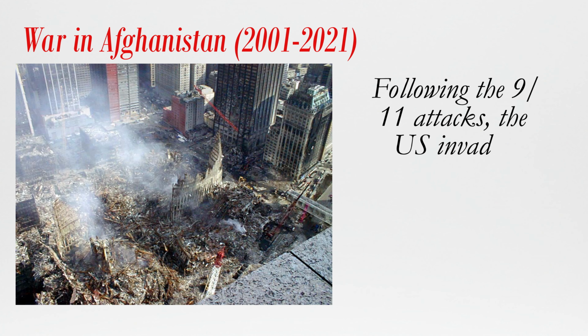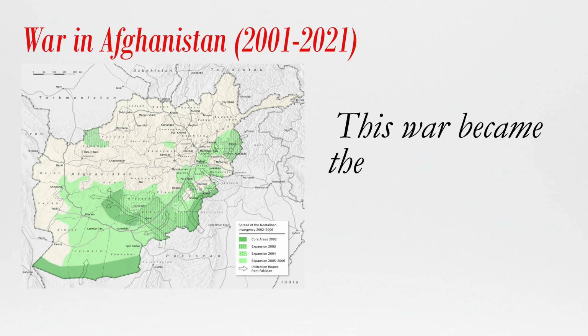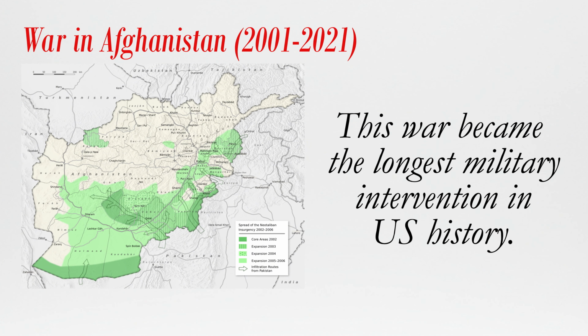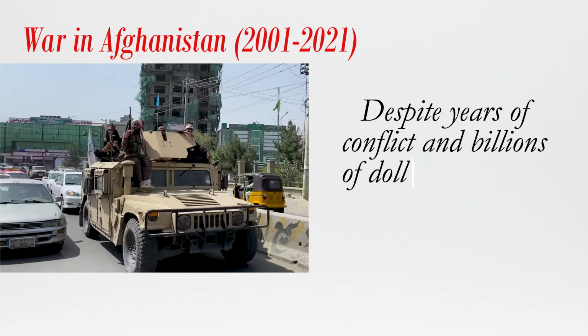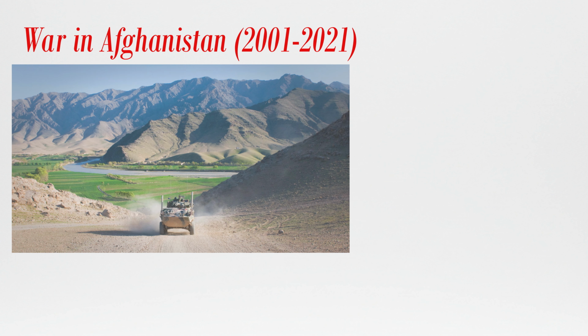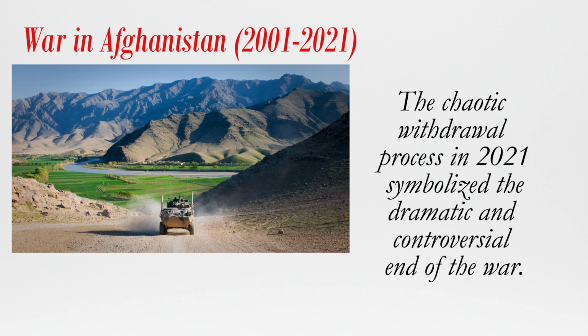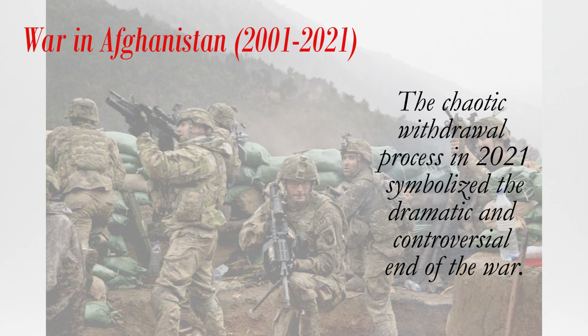Following the 9/11 attacks, the US invaded Afghanistan to destroy al-Qaeda and overthrow the Taliban. This war became the longest military intervention in US history. Despite years of conflict and billions of dollars spent, the Taliban regained power in 2021. The chaotic withdrawal process in 2021 symbolized the dramatic and controversial end of the war.